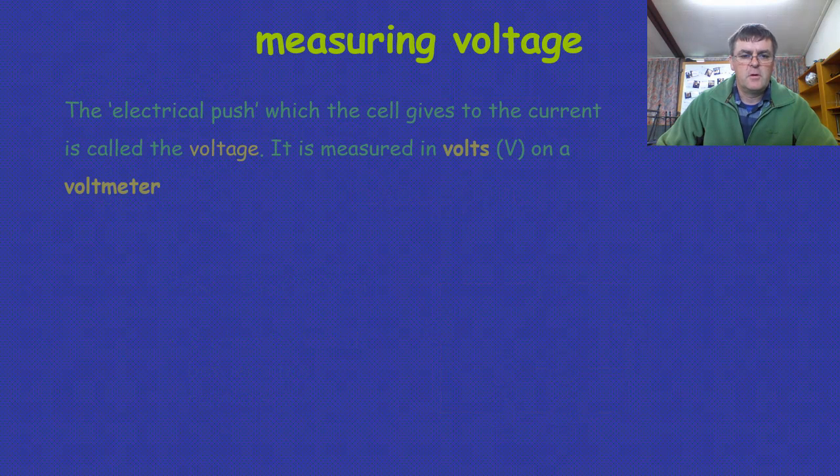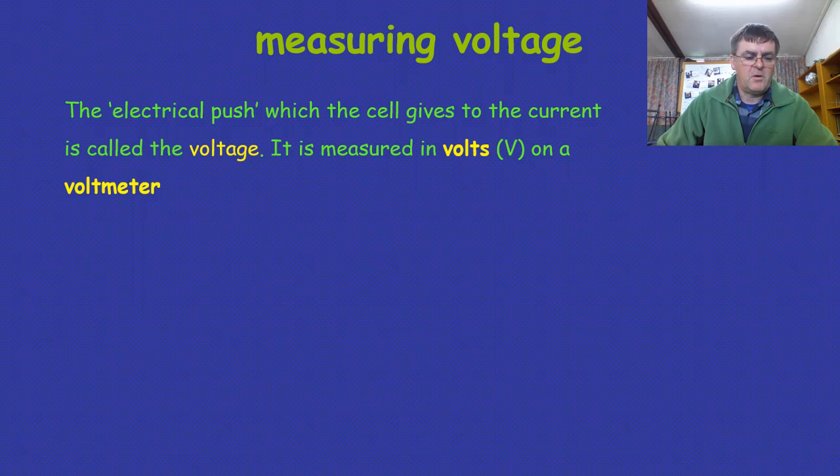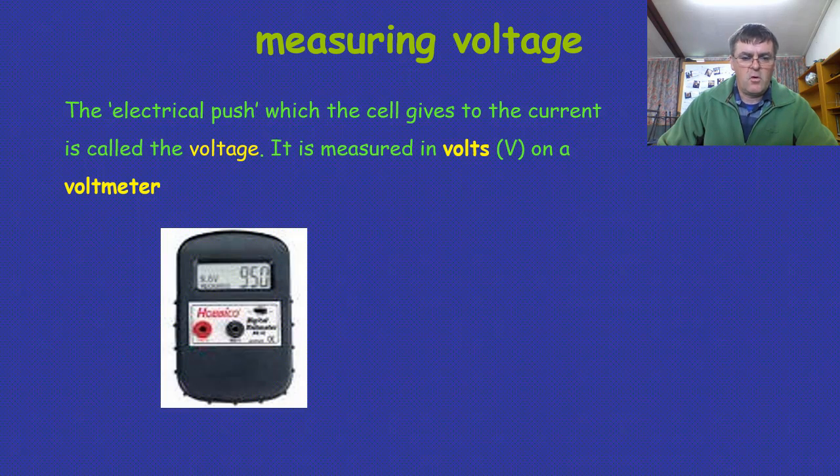Let's look at voltage. It's a little bit different. This is how much energy the electrons are carrying around the circuit. So a voltmeter looks very similar to an ammeter.